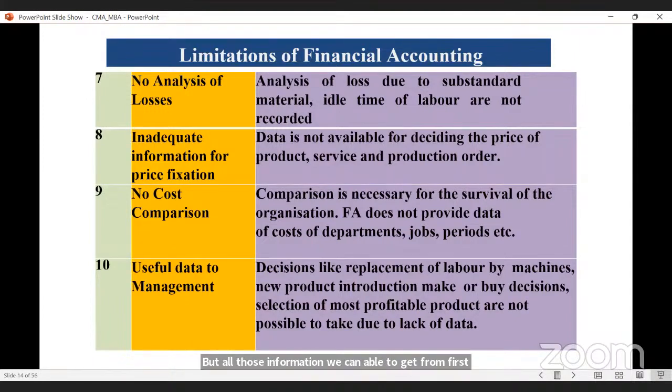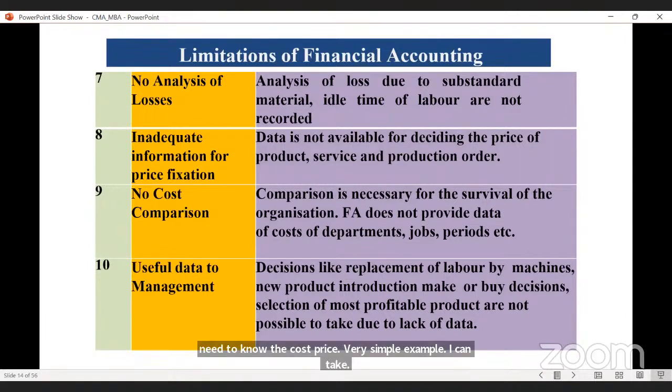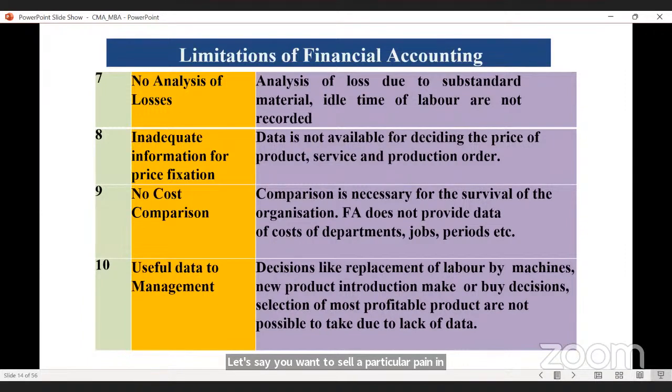Again, inadequate information for price fixation. This is also very, very important. That means financial accounting doesn't help you fix the selling price of a particular product or service. Because whenever we are going to fix the selling price, what do we need to know? We need to know the cost price. A very simple example: let's say you want to sell a particular pen in the market. How to fix the sales price? In order to fix the sales price, we need the cost price. Yes or no? Yes, sir.